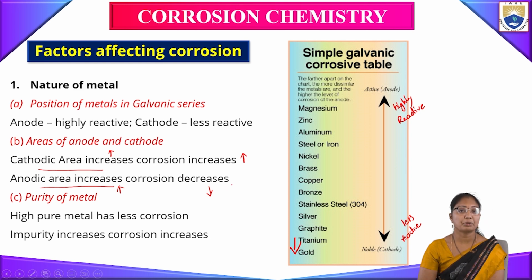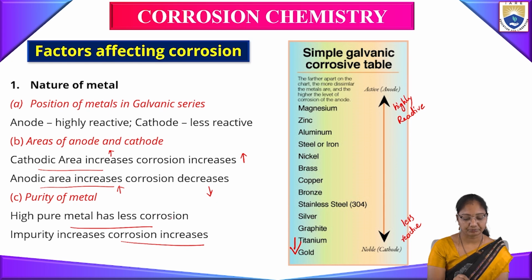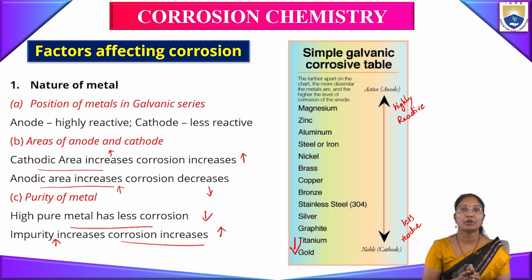And the third one is the purity of the metal. A highly pure metal has less corrosion; as impurity increases, corrosion increases. So high pure metal means corrosion decreases, and impurity increases means corrosion increases, because it depends on the purity of the metal. If there are no impurities, there won't be corrosion. If the metal is very impure, meaning the impurity content is more, the corrosion will be more. So as impurity increases, corrosion increases; as impurity decreases, corrosion decreases.